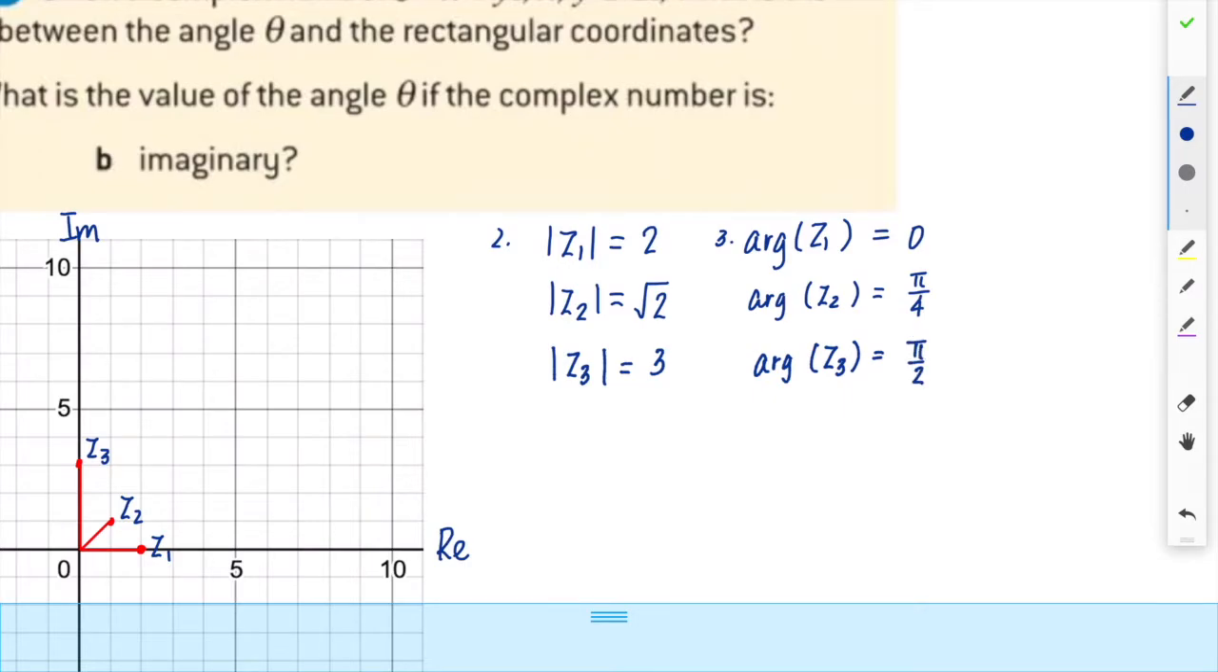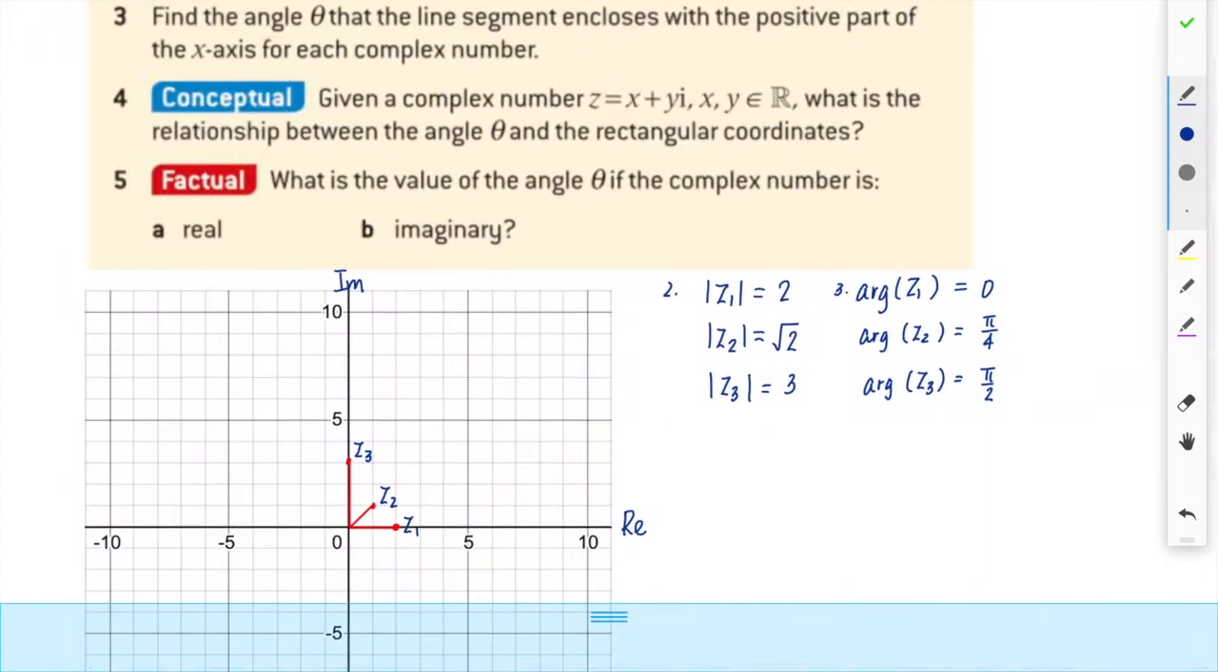Okay, so continue to work these out, and then for number 4, you answer the conceptual question. Given a complex number, what is the relationship between the angle theta and the rectangular coordinates? So rectangular coordinates would be like (1, 0), (1, 1), (0, 3) and so on. What's the value of the angle if the complex number is real and imaginary? So try to answer those questions after you plot the points.